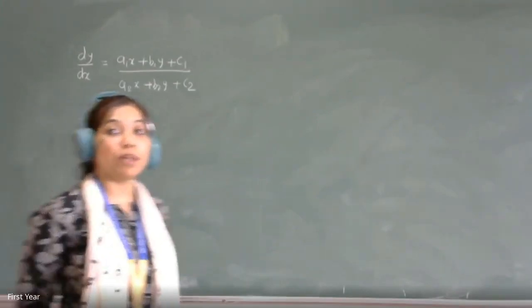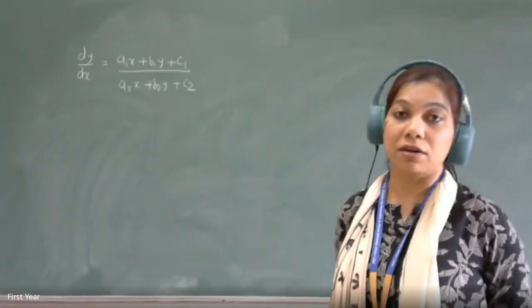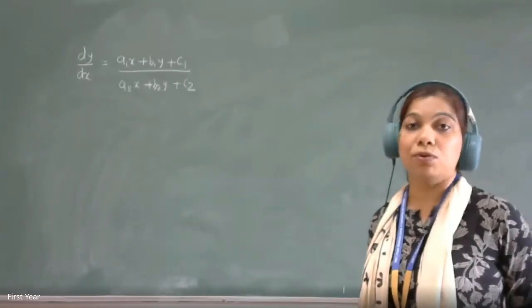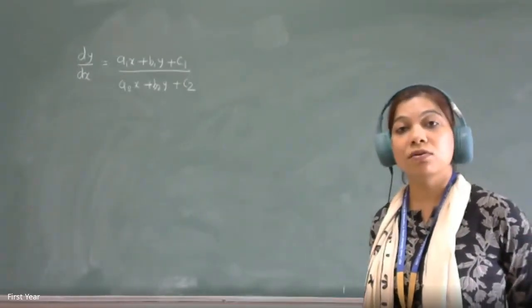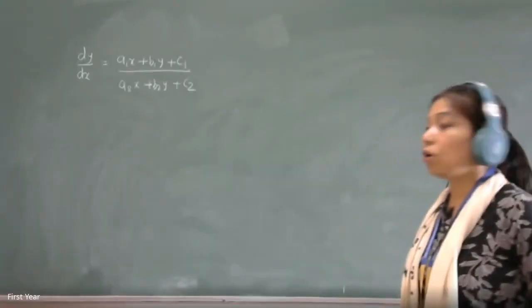If it is type 1, then a1 by a2 is equal to b1 by b2. That we have done. Type 1 non-homogeneous is a1 by a2 equal to b1 by b2. And type 2 non-homogeneous is, who will tell me? Type 2 is a1 by a2 not equal to b1 by b2. Very good. So a1 by a2 is not equal to b1 by b2.